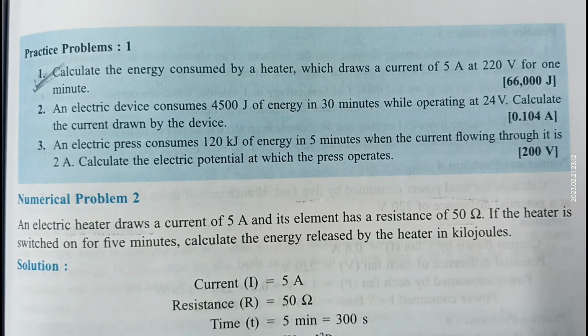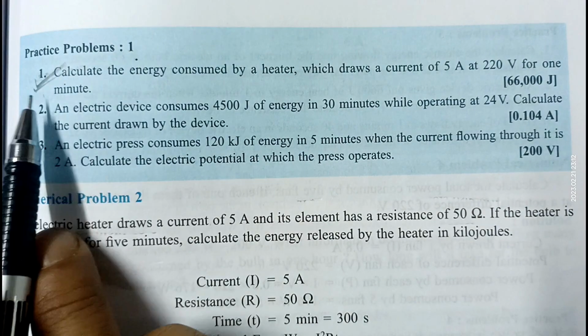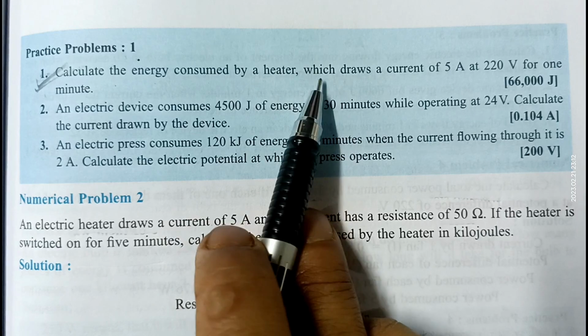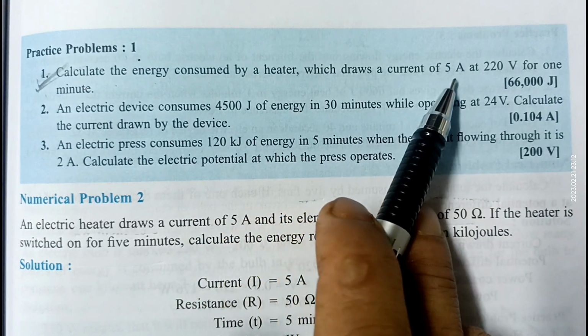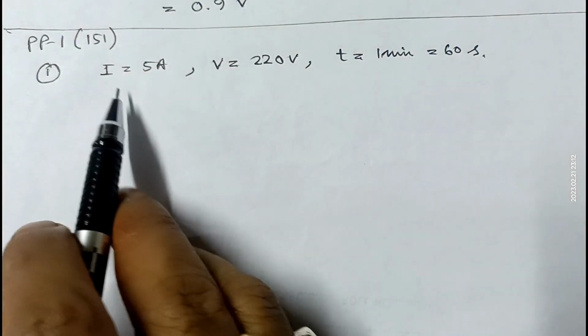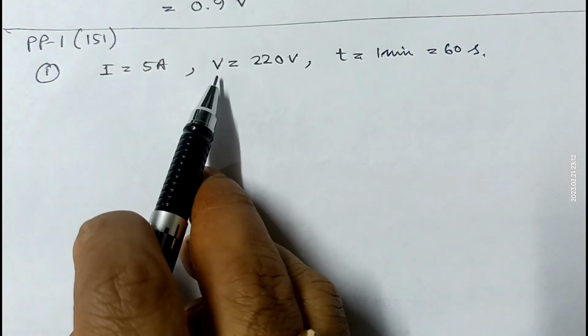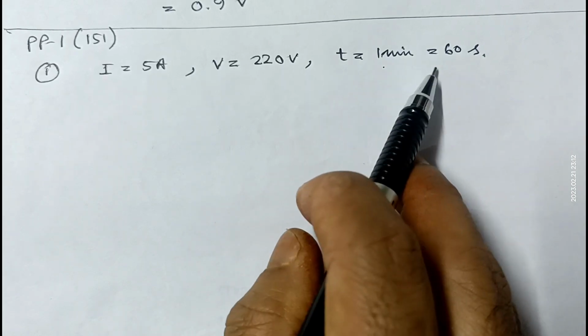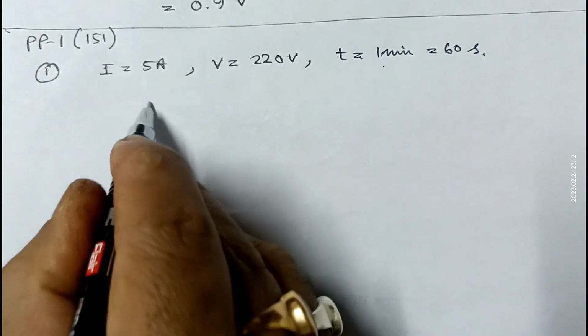In page number 151, practice problem 1, the first question is: calculate the energy consumed by a heater which draws a current of 5 ampere at 220 volt for 1 minute. Here current equals 5 ampere, potential difference is 220 volt and time equals 1 minute, which is 60 seconds, and we have to find the energy consumed.